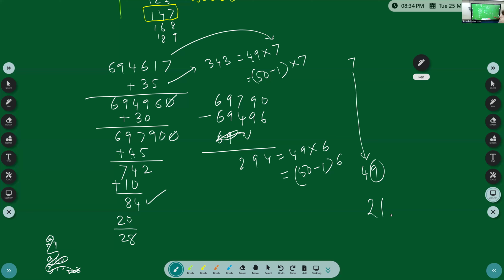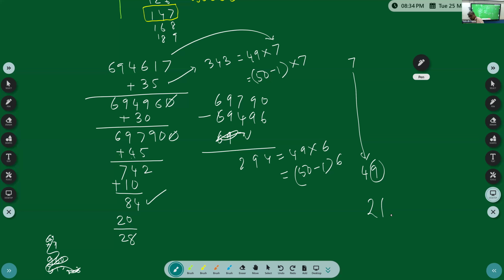Subtraction divisibility test: double the unit place, because 21 is the elder brother of 7. Multiply by 5 and add: 49 is the elder brother of 7. Done.